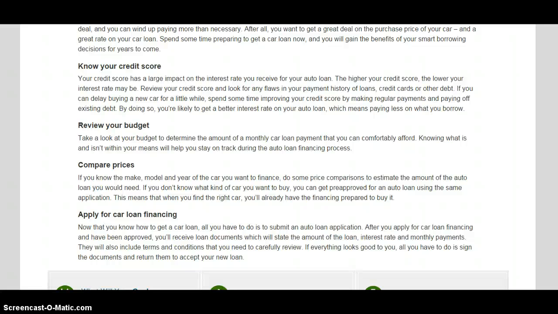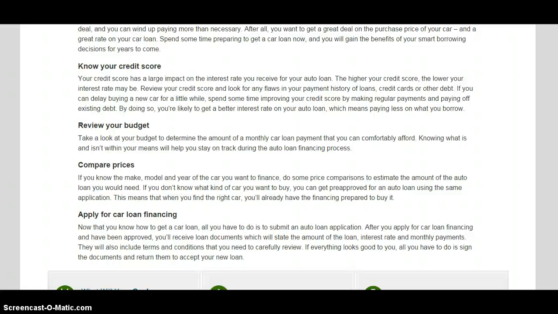Review your budget. Take a look at your budget to determine the amount of a monthly car loan payment that you can comfortably afford. Knowing what is and isn't within your means, or financially doable, will help you stay on track during the auto loan financing process.